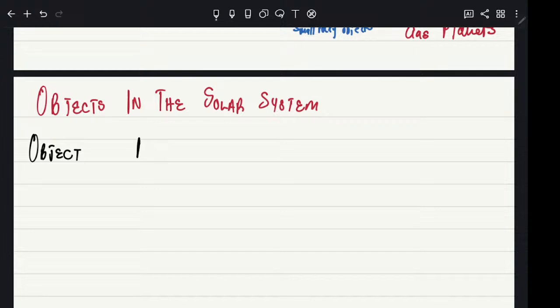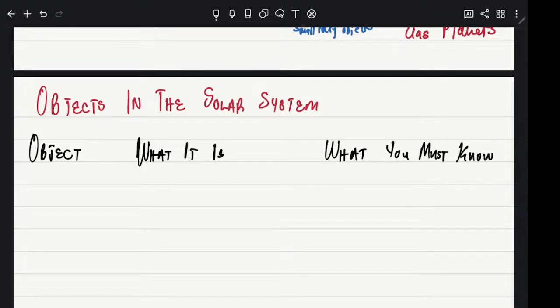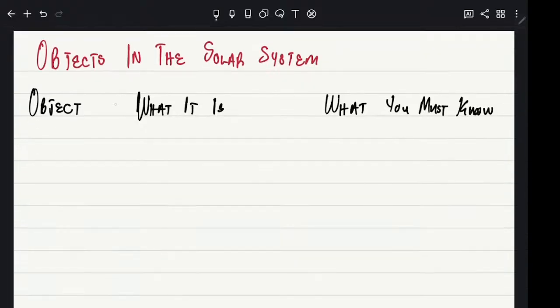So definition, in other words, what it is. Let me say what it is. Then let me say here what you must know about it. Let me just say what you must know. Some important things you must know about this object. Really? Yes. Should we write them down?